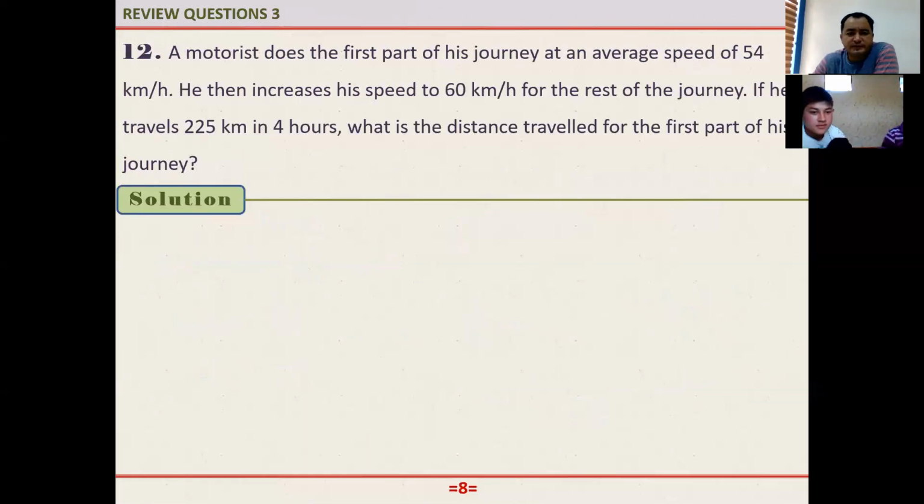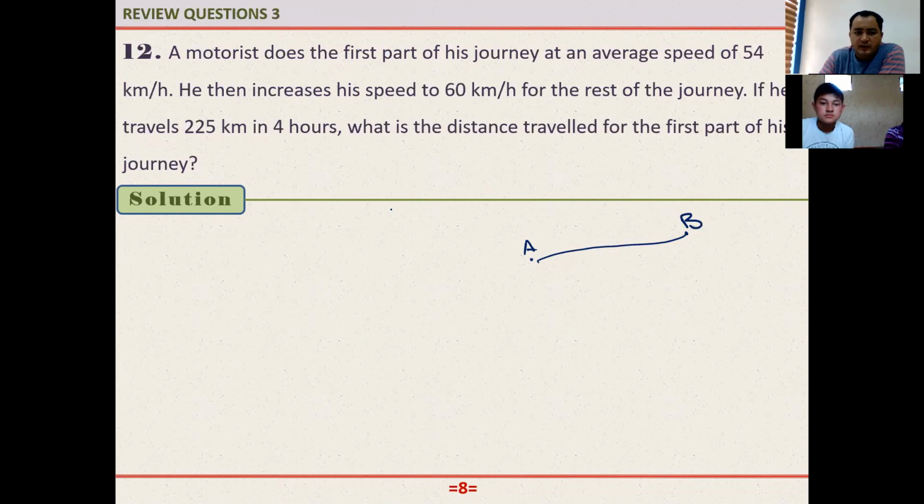A motorist does the first part of his journey at an average speed of 54 kilometers per hour. The first part. So actually it's traveling maybe from A to B. Here it's traveling to B. That's the first part of the journey. He then increases his speed to 60 kilometers per hour for the rest of the journey. So that is the rest of the journey. Let's say from B to C, right?